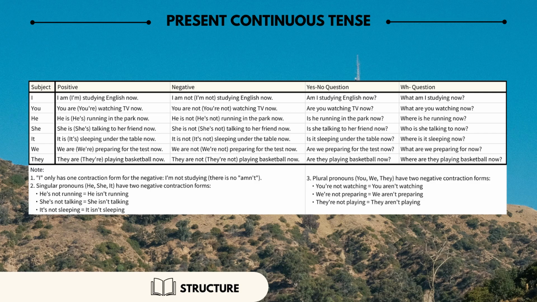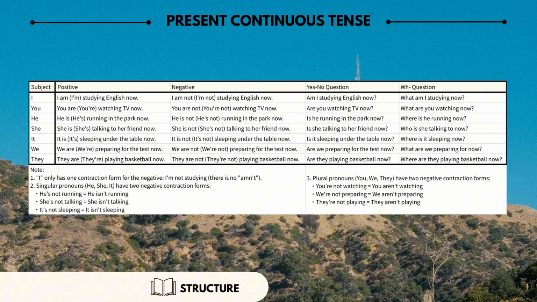Now he is running in the park now. This shows he is doing the action at this very moment. He is not running in the park now. This means he is not in the middle of that action right now. Is he running in the park now? We are asking for confirmation. Where is he running now? We are asking about the location of his action.